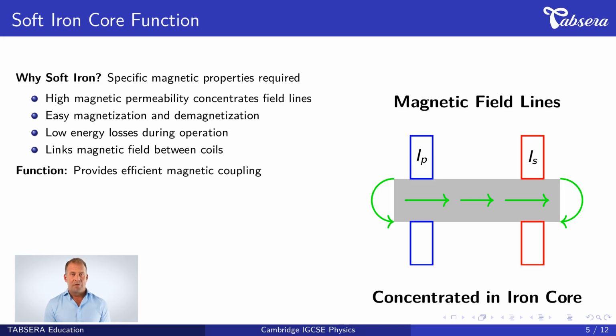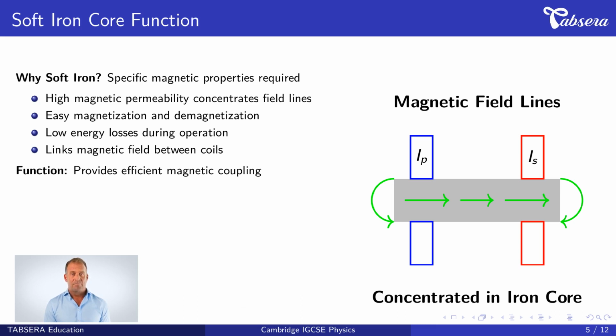Now we examine why soft iron is essential for the core. This follows Cambridge IGCSE requirements for understanding material properties. Soft iron has specific magnetic properties needed for efficient operation. First, high magnetic permeability concentrates magnetic field lines within the core, increasing efficiency. Second, easy magnetization and demagnetization allows the magnetic field to change rapidly with alternating current. Third, low energy losses during operation prevent heating and improve efficiency. Fourth, it links the magnetic field between primary and secondary coils effectively.